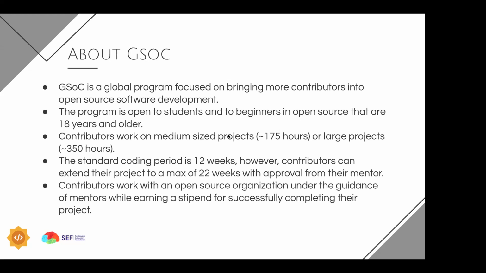Usually the coding period for GSoC is 12 weeks, which is enough for a medium-sized project. But since we now have these large-sized projects, you can discuss with the mentor of that project, and you can extend that 12-week period up to 22 weeks if they give you approval. So now the timeline is kind of flexible. You can communicate with your mentor and request more time if you cannot make it within 12 weeks.